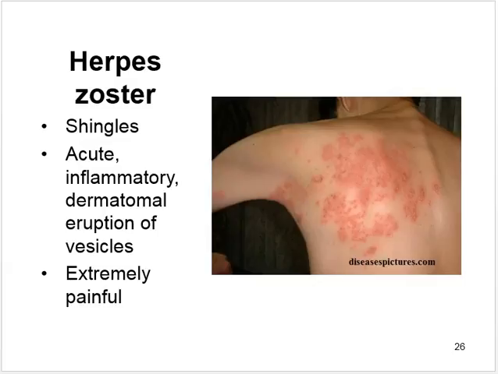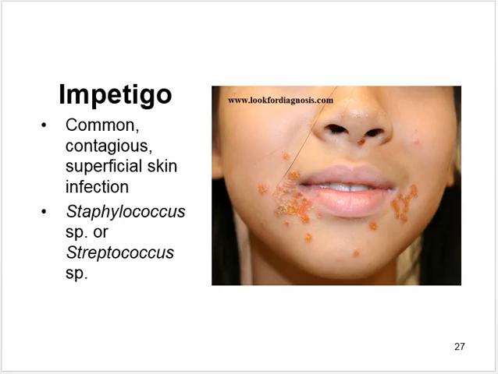Herpes zoster, shingles. It's an acute inflammatory dermatomal eruption of vesicles. It's extremely painful and can appear on the trunk of the body or on the face. Impetigo. This is a common contagious superficial skin infection. It's caused by Staphylococcus species or Staphylococcus aureus and Streptococcus species or Strep pyogenes. It's characterized by vesicles, pustules, and crusted over lesions.